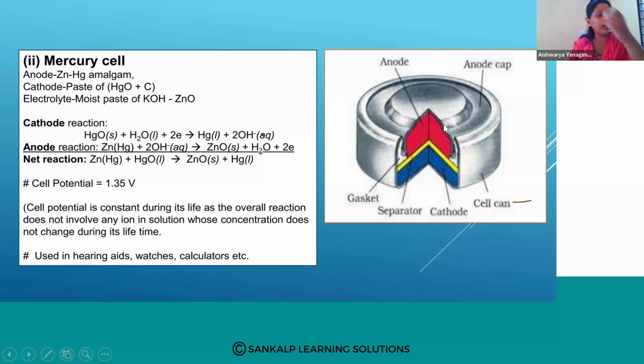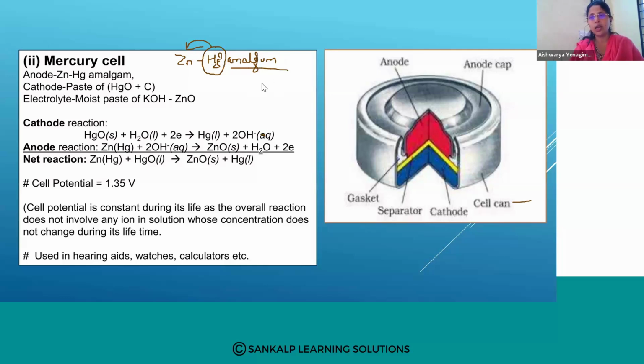So in the mercury cell, to be more peculiar, this mercury cell uses zinc amalgam. Zinc and mercury are used in the form of amalgam. What do you mean by amalgam now? Whenever we talk about a combination of mercury with any other metal or a non-metal, in a combined state, we call that particular combination amalgams.